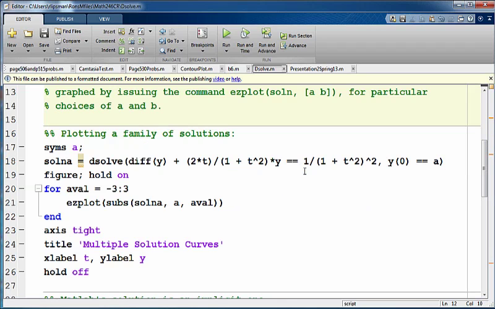Next, let's see how to plot a family of solutions. Basically, this time I called it solution A.